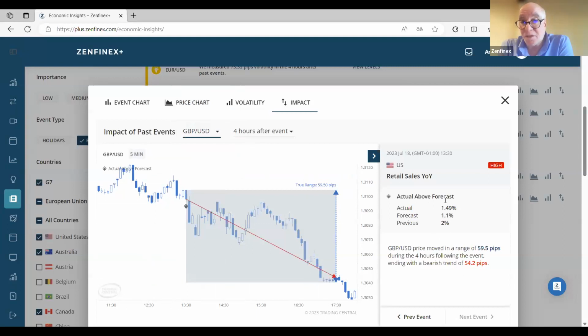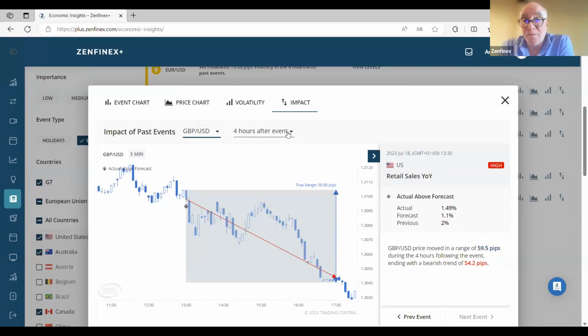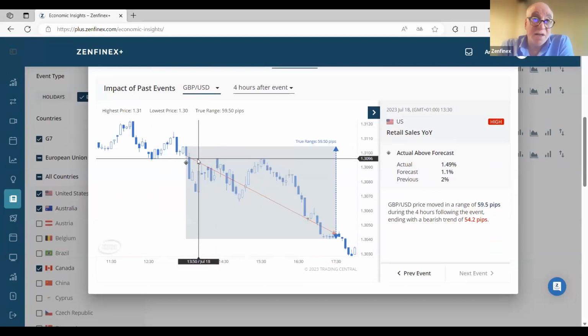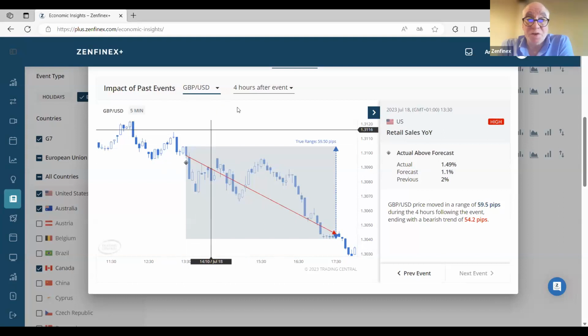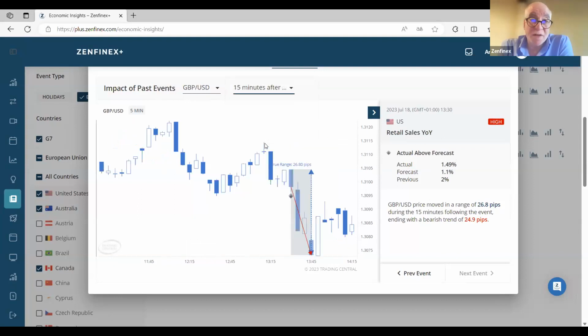It fell after last month's announcements, which were previously 2%, forecasted to be lower, but were higher than forecast. And that had a negative impact in the 4 hours after the news item. So those of you who are news traders, you can really utilize this tool to get some idea that when news is announced, what happened previously to an instrument that you might be interested in trading, whether it's the euro or the British pound. And you can go a little bit deeper and say, well, okay, what happened straight after that news?